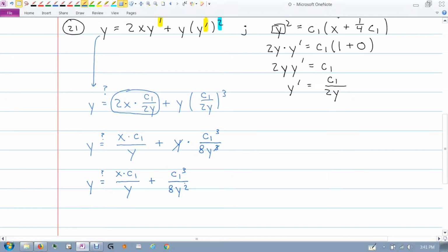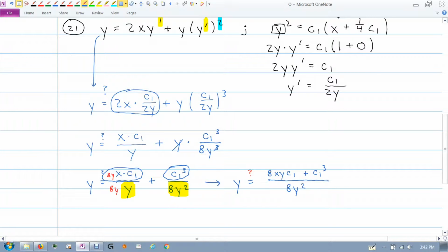On the right-hand side, let me get a common denominator between these two terms. So I'm going to have to introduce an 8y here and an 8y here. Let's just see what happens. So my question is, is this the same as, when I put all that together, I'll write it as 8xy c sub 1 over my common denominator, putting that together with c sub 1 cubed, all over the same denominator, 8y squared.